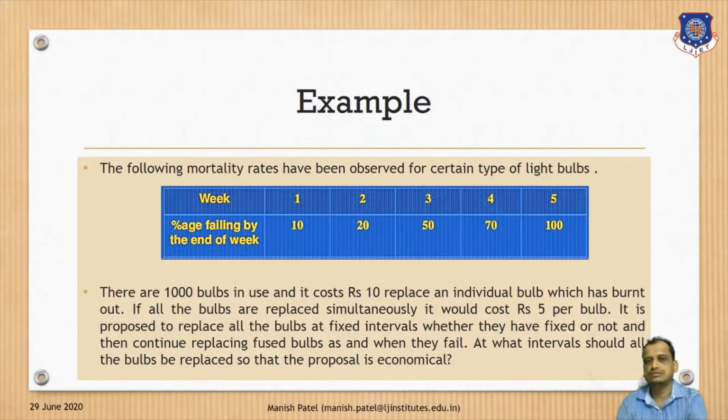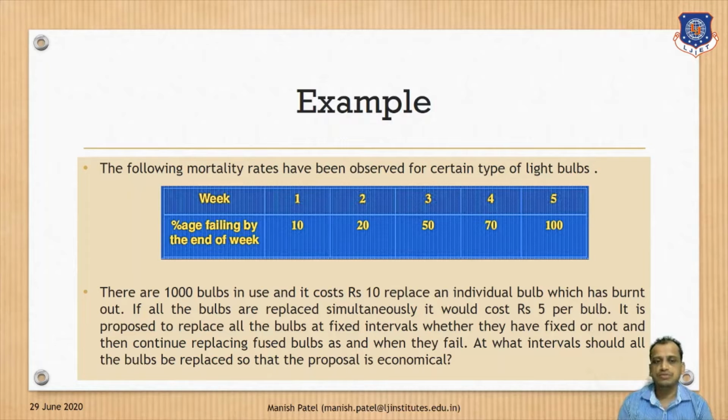So let's start. Here is the example. In week 1, the percentage of failing by the end of the week is 10. At the second week 20, third week 50. At the end of the fifth week, almost all the bulbs will be failing. So this is the probability given, right? Now this is just an example, and the company has given this data.